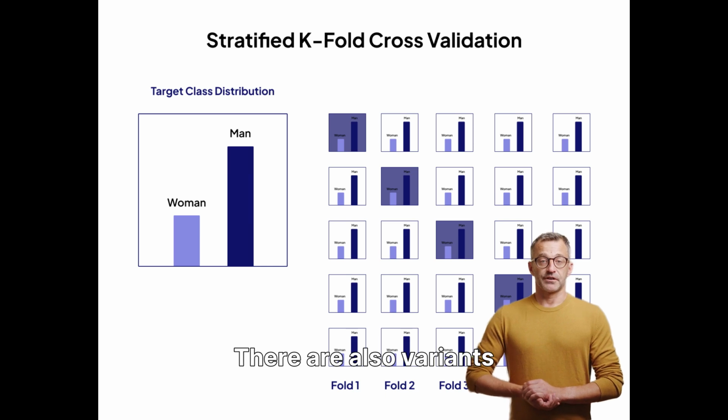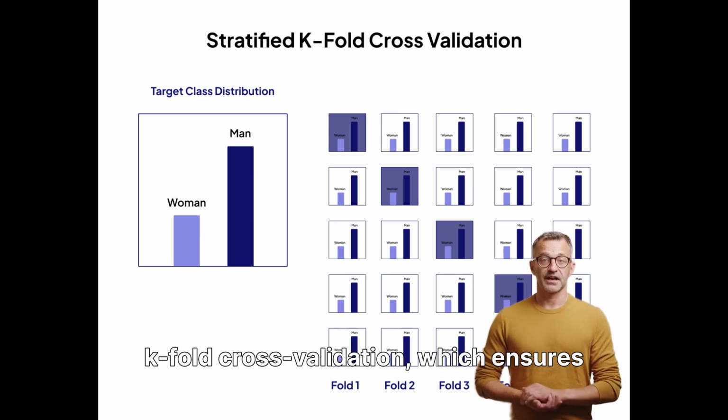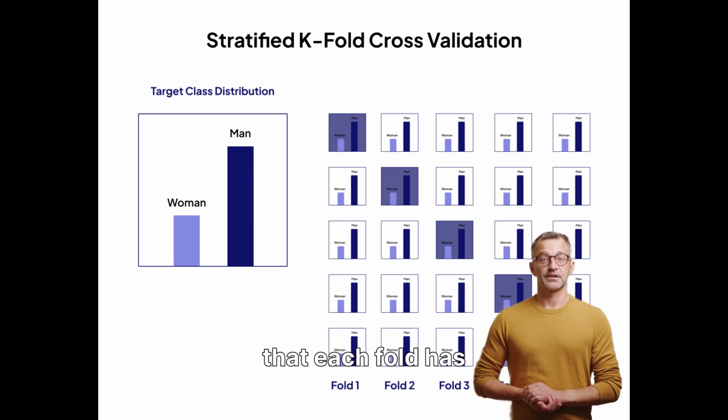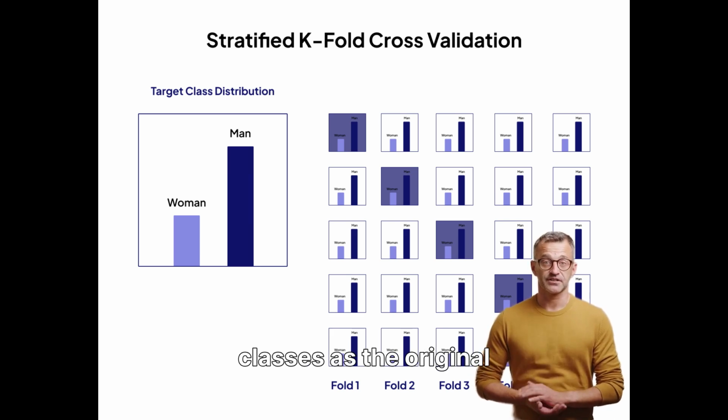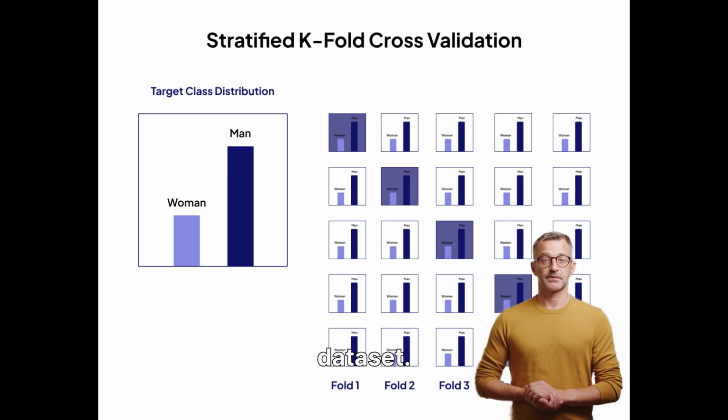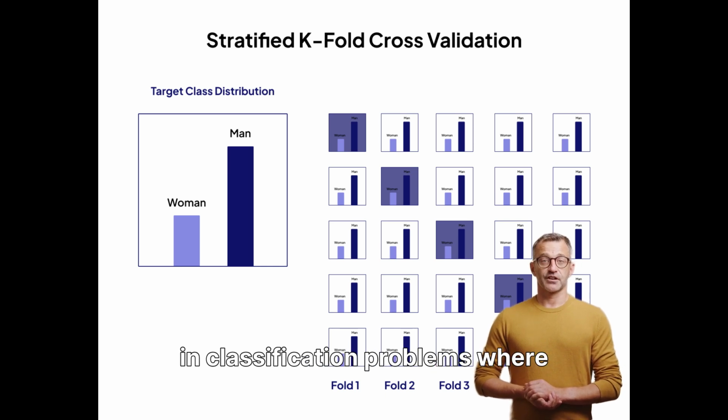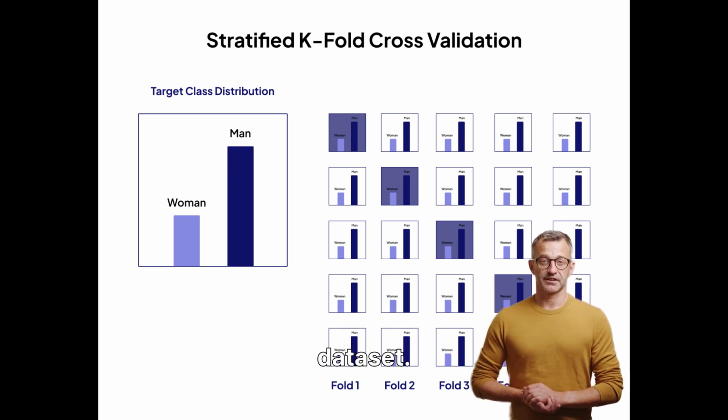There are also variants of cross-validation, like stratified k-fold cross-validation, which ensures that each fold has the same proportion of classes as the original dataset. This is particularly useful in classification problems where you have an imbalanced dataset.